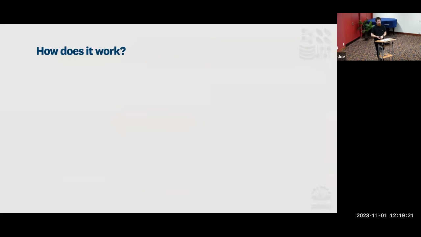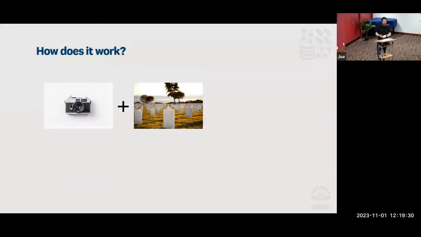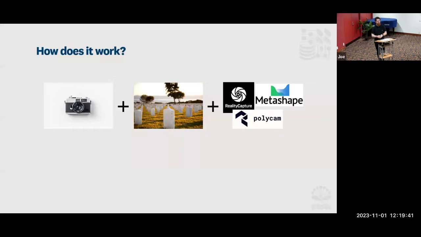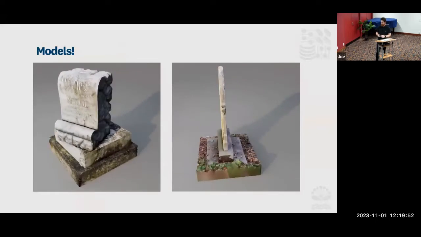So how does it work? It sounds complicated, but it's surprisingly simple. You need a camera. You need a subject. You use that camera to take lots of high-resolution images of a subject. We try to surround the subject with photos, see it from all angles. You take all of those photos and you put them into a piece of photogrammetry software. The software works its magic. I could go into detail, but I won't. It works its magic, and you end up with results like this.